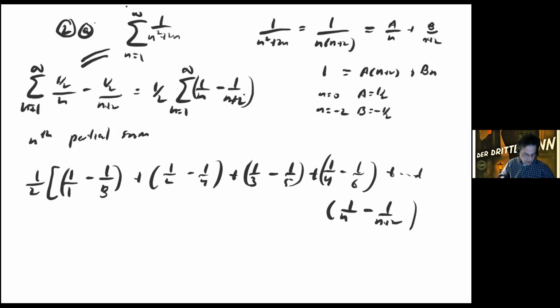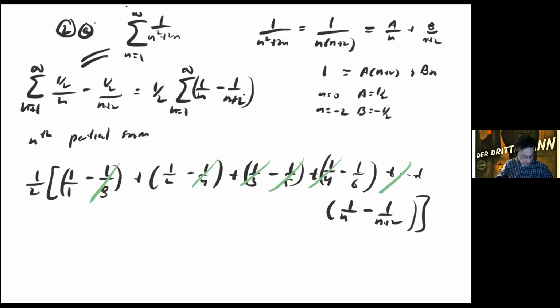So the claim is there's a lot of cancellation. Let me cancel things out in green. The 1/3 cancels with the 1/3 here. The 1/4 cancels with the 1/4 here. The 1/5 cancels with the 1/5 that's next over here, which is not really written, and so on. So everything cancels except the first two terms and the last two terms.